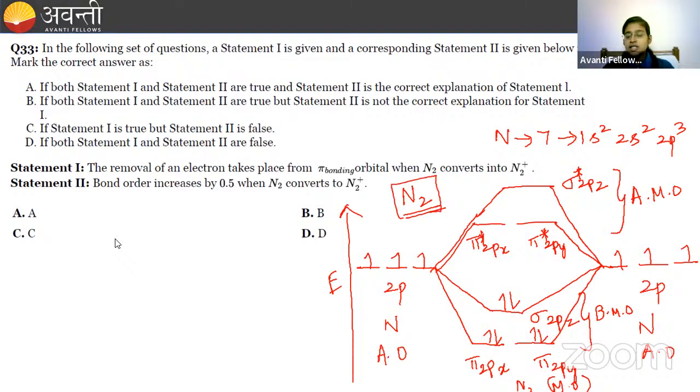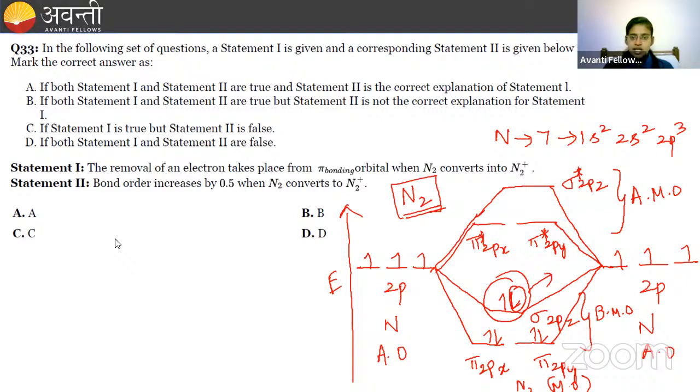Now, when nitrogen gets converted to N2+, the removal of the electron is from sigma 2pz, right? Because that is the highest occupied orbital. N2 to N2+ means we are removing one electron from N2, so the removal will be the last electron. Only the last electron will be removed. The last electron is present in sigma 2pz, and that electron will get removed.